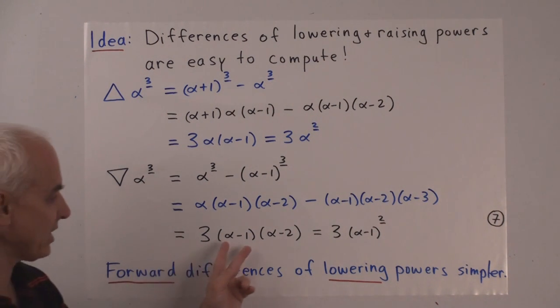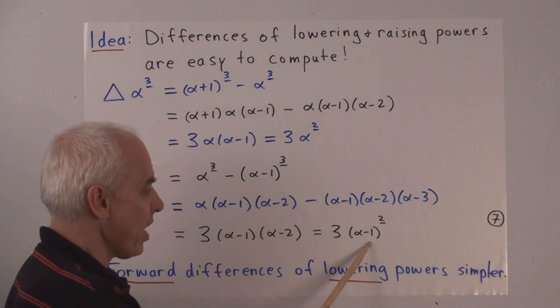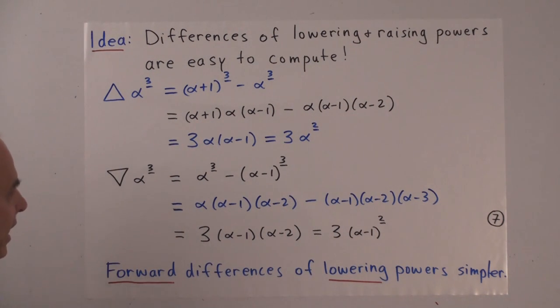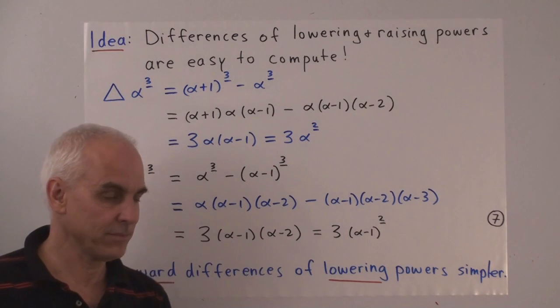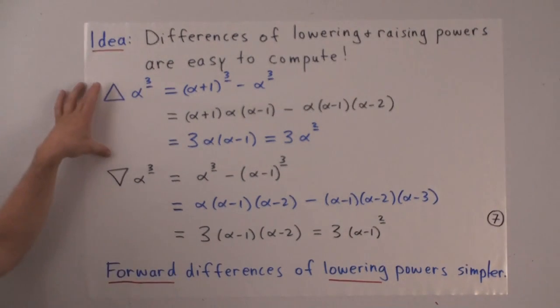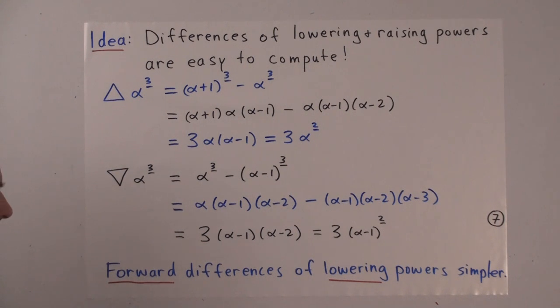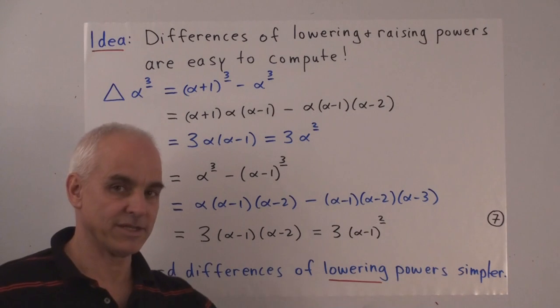So there's the result, 3 times alpha minus 1 times alpha minus 2, which we recognize as 3 times alpha minus 1 to the 2 falling. It's not quite as nice as this formula, because the alpha to the 3 falling turned into an alpha minus 1 to the 2 falling. This is a little bit preferable, and we're going to use this one more than we use this one. So the forward differences of lowering powers are simpler.